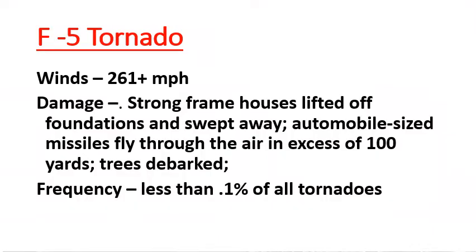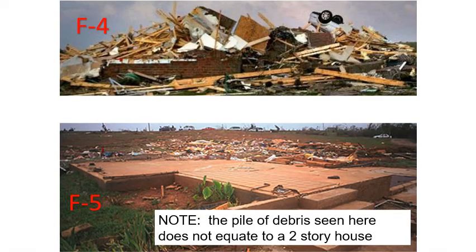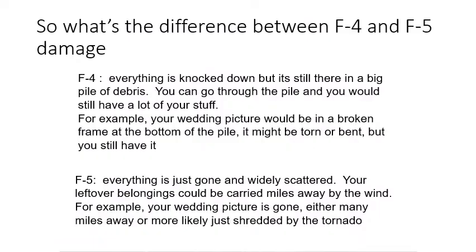Now, an F5 is a little bit different than an F4. It's total destruction. An F5 totally knocks down all the walls, but then spreads the debris over a wide area. In an F4, all of your stuff is still in there, but it's basically in a big pile. So here with the F4, the house is entirely knocked down, no walls left standing, but all the stuff's still right there. For an F5, that debris is not the entire house. It was shredded, it was destroyed, it was thrown over a very, very wide area. That's the big difference between F4 and F5. That kind of sums it up in this slide.